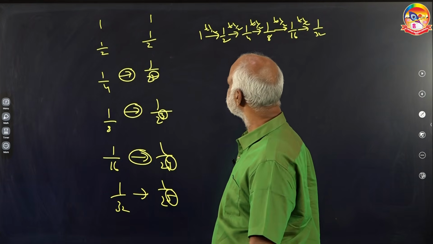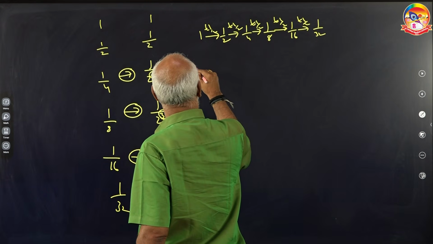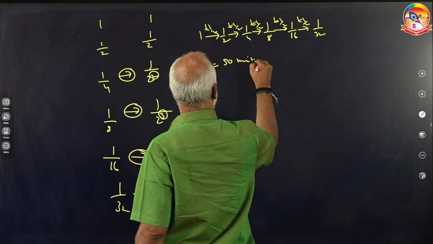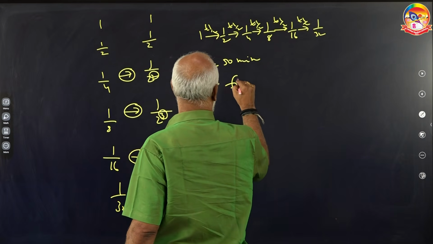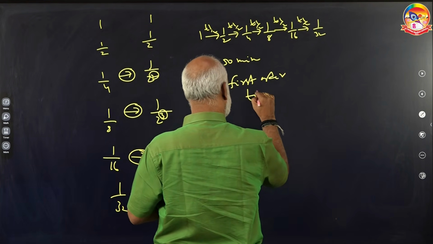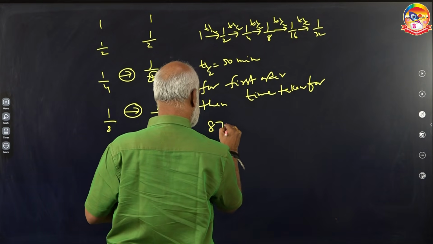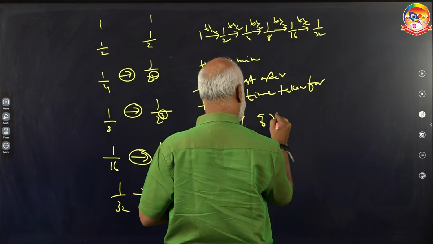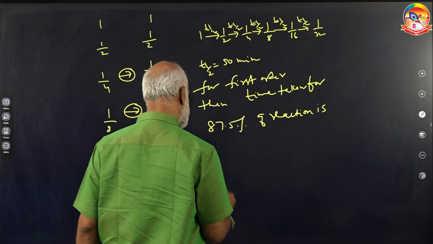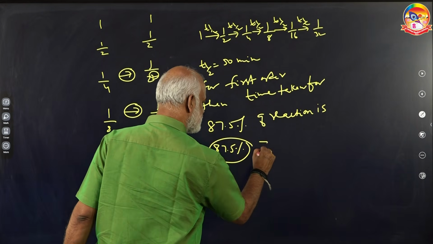I mean to say, if anybody is asking you, if t half is equal to 50 minutes for a first order reaction, then the time taken for 87.5% of the reaction is very simple. First, 87.5% is nothing but 7 by 8.